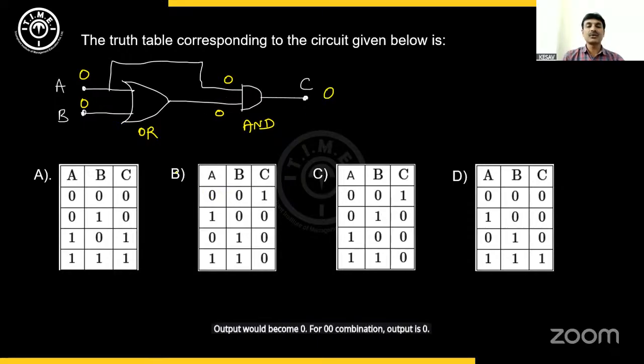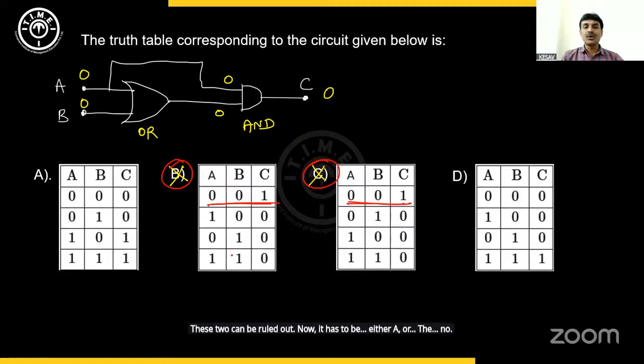Based on that, you can rule out option B and also C, because 0, 0 inputs are getting output 1 in this case. Here also it is given as 1. That's why these two can be ruled out. Now it has to be either A or D.